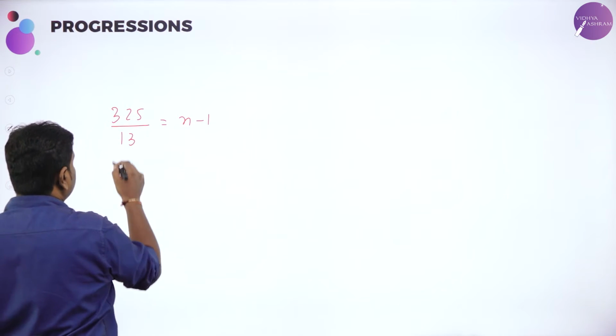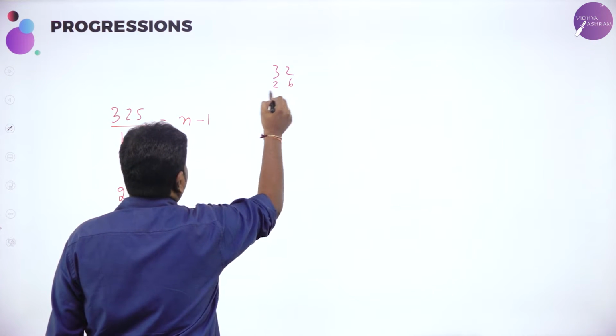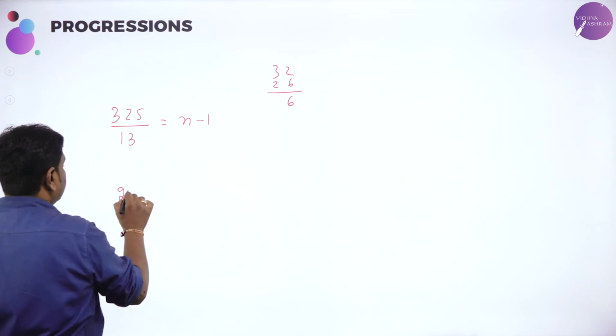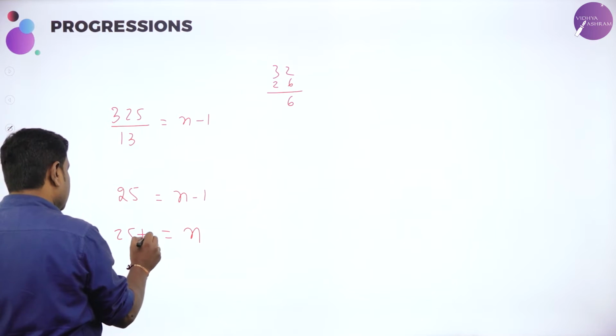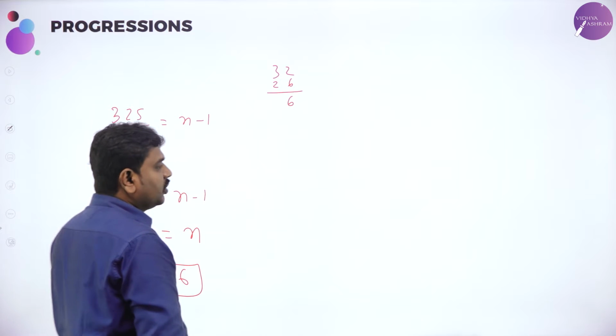So 13 2s are 26, 32 minus 26 is 6, bring down 5, 65, 13 5s are 65. So 25 is n minus 1. So n is what? 25 plus 1. So n is 26. You can also use calculators to simplify. So now you got n.